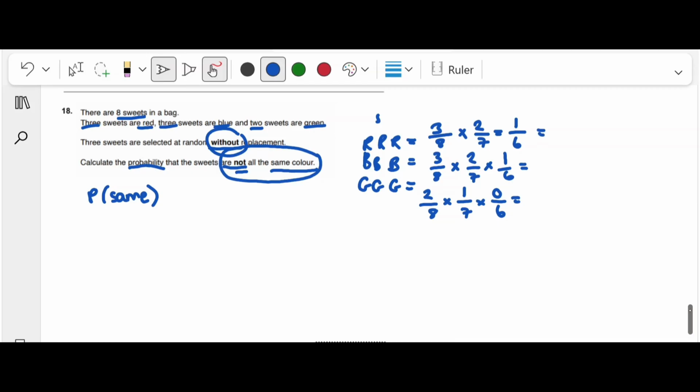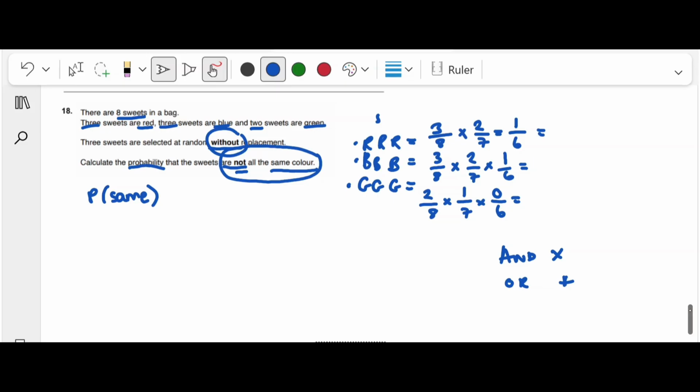So the probability of them all being the same is me working out each of these, and because I've got more than one option, you then add them together because I have this or this or this. So "and" is multiply, and "or" is add. People often get that the wrong way round. Okay, just remember that.